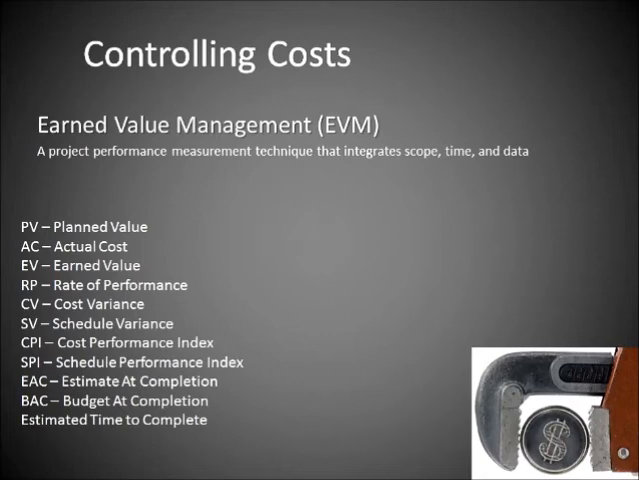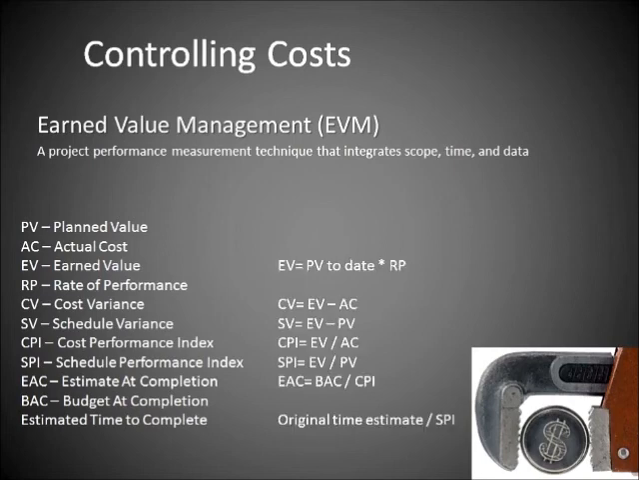The estimate at completion, well, that is the estimate of costs needed to complete the project. The budget at completion value is the total budget for the project. And finally, the estimated time to complete is the original time estimate divided by the schedule performance index. Here are the associated formulas for the earned value management values.